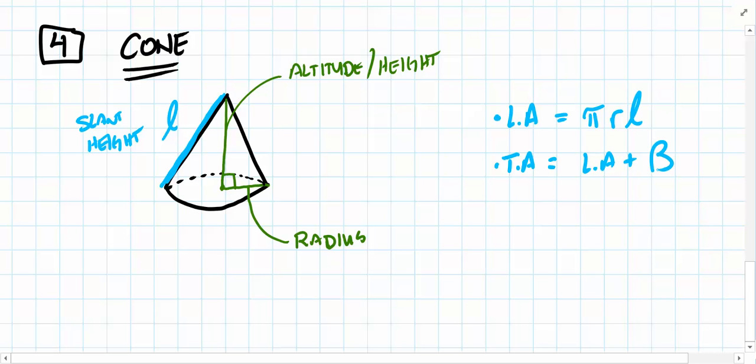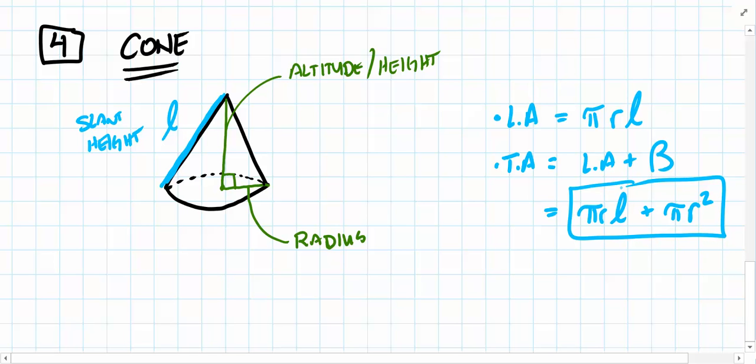Well, the lateral area is pi r slant height plus what's the area of the base? It's a circle, so what is it? Comes up again and again. Pi r squared. That's the total area. So if I was going to paint this cone on the outside, so paint all the way around and paint the base, pi r L plus pi r squared. L stands for slant height.